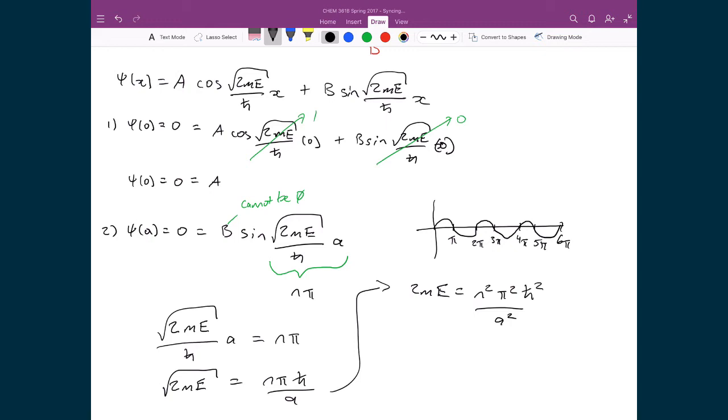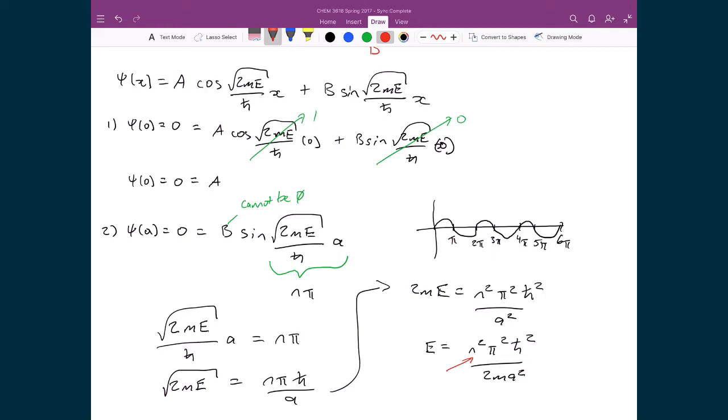And then finally, I'm going to now solve for E. E is equal to n squared pi squared h bar squared over 2ma squared. So, does the solution show that the energy is quantized? Absolutely it does. And the piece that tells us so is the fact that it has this n that's included in the solution.